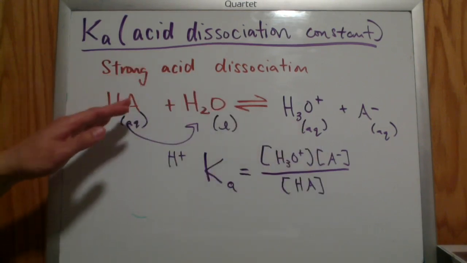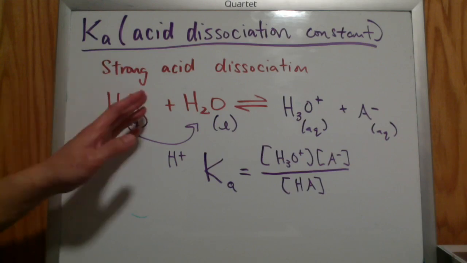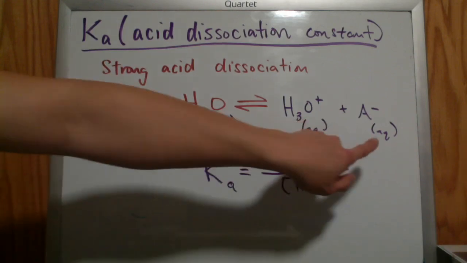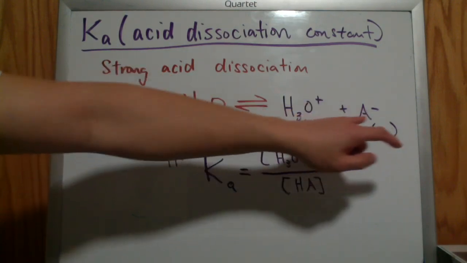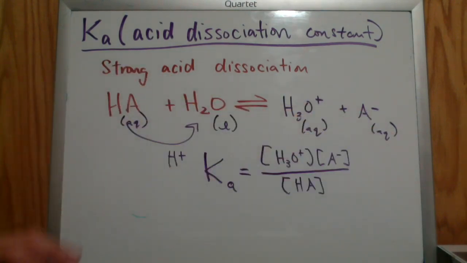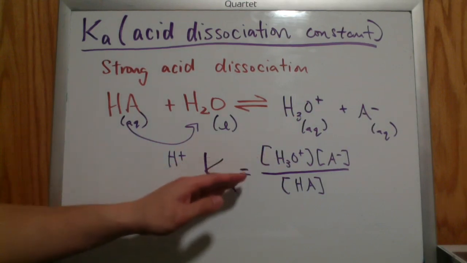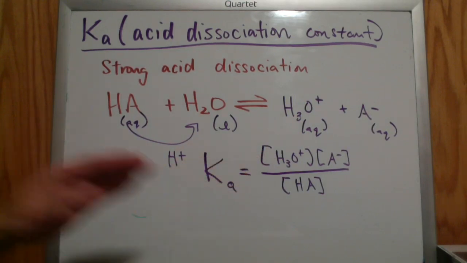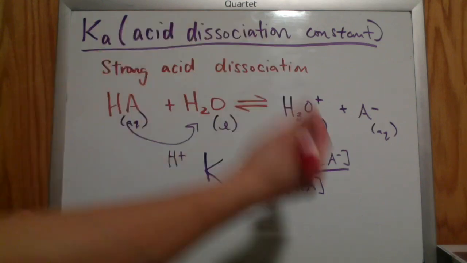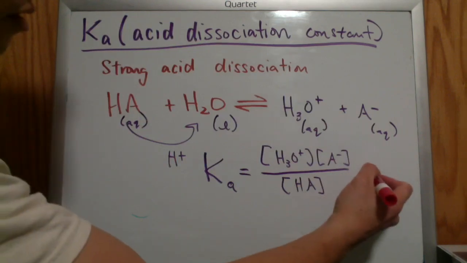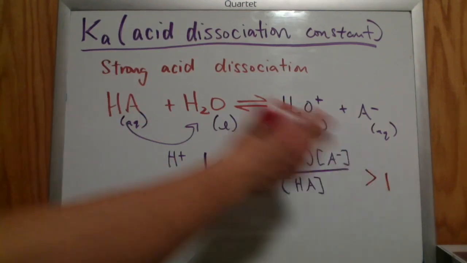So for a strong acid, what would we make more of? Well, it should completely ionize, so we should make more products. So we should have more of the ions, or almost all the ions get made. So what should happen to the K value? Should it be greater than 1 or less than 1? If you said that for a strong acid, the K value is greater than 1, then that's correct.